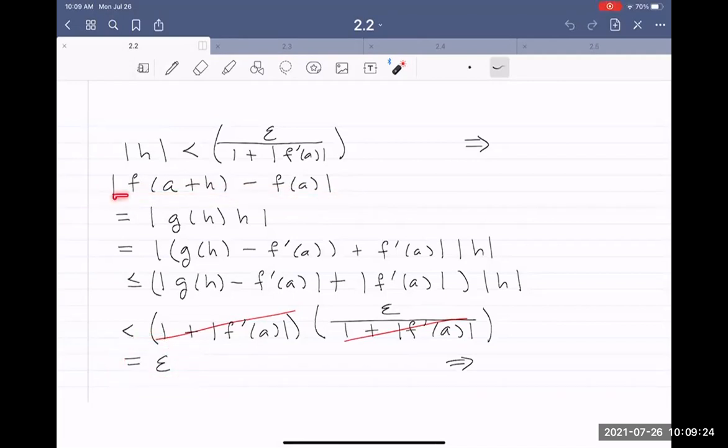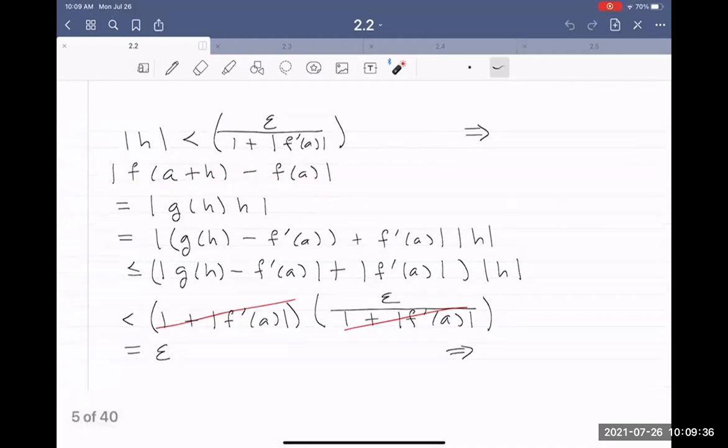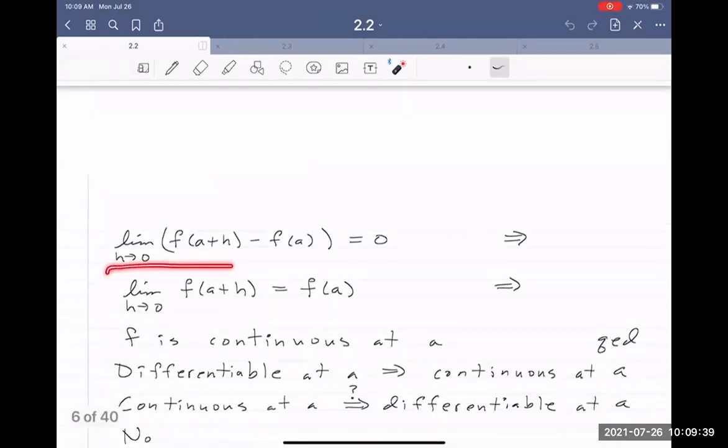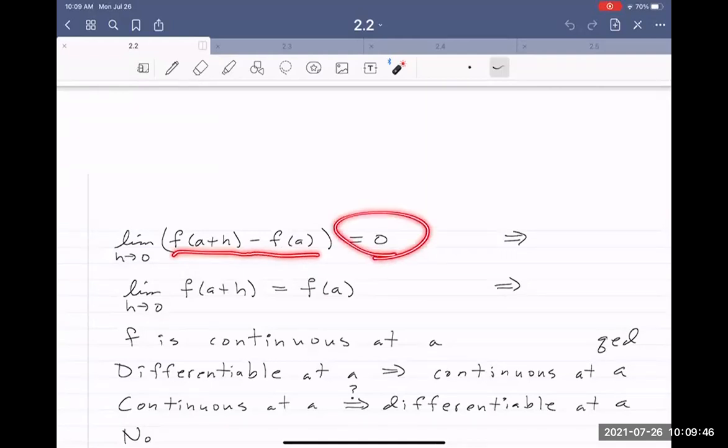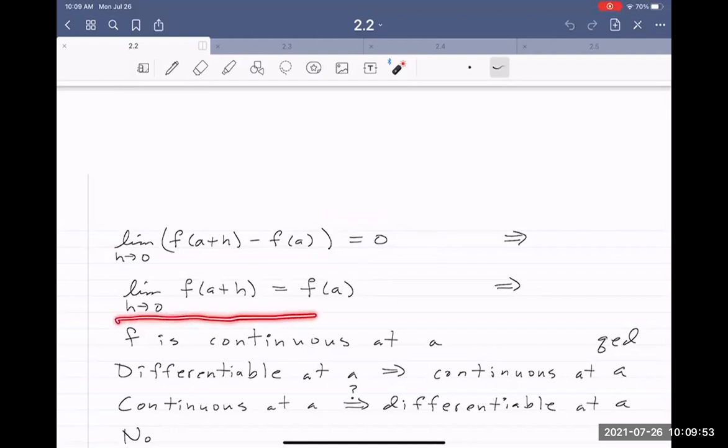Oh, so this is actually saying that the limit as h approaches 0 of f of a plus h is equal to f of a, which we know because the limit as h approaches 0 of f of a plus h minus f of a is 0. But we've proven back in section 1.7 that this is equivalent to the limit as h approaches 0 of f of a plus h equaling f of a.